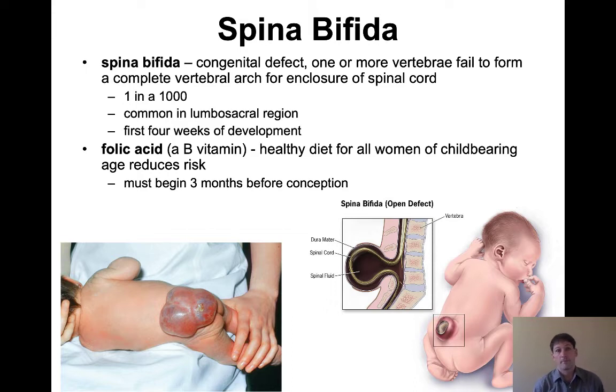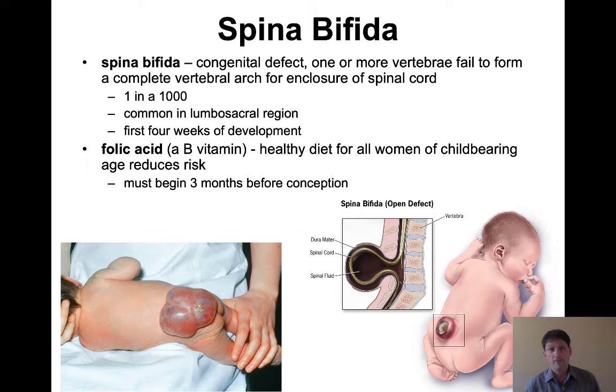Now, during fetal development, we can have various defects that occur, and one of those is with the vertebrae. If they fail to form, or the vertebral arch fails to form and enclose that spinal cord, we can get a bulge with those meninges and part of the spinal cord. Now, there's different types and varying degrees of severity with this spina bifida, but we generally see this happening in about 1 in 1,000 kids, and we see that it's common down here in that lumbosacral region. Generally, this is happening within the first 4 weeks of development.